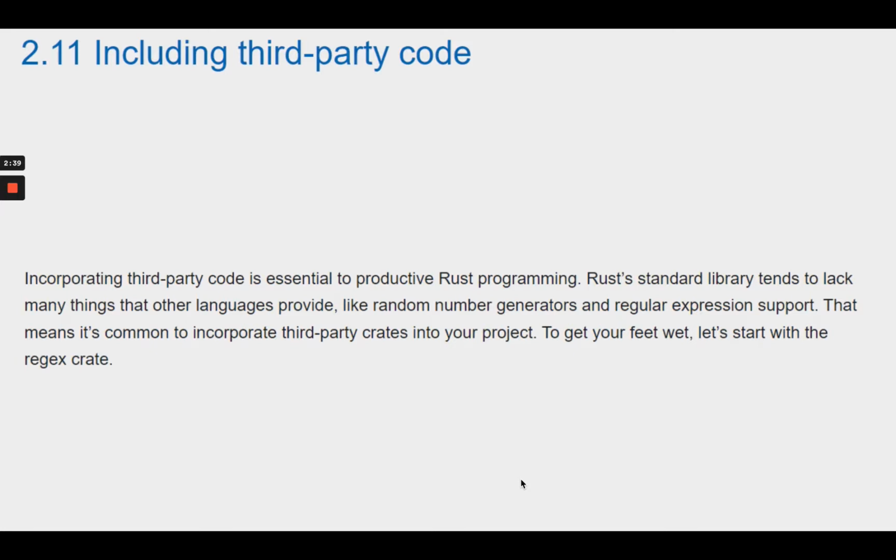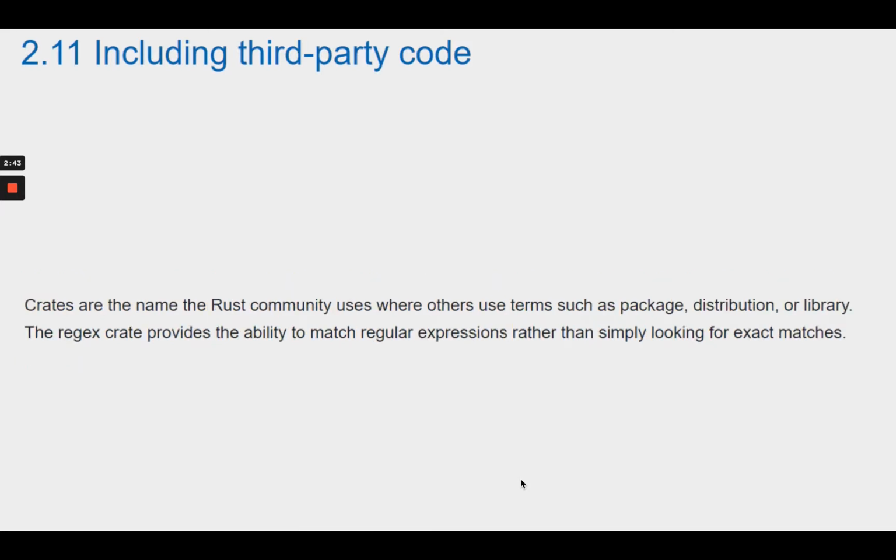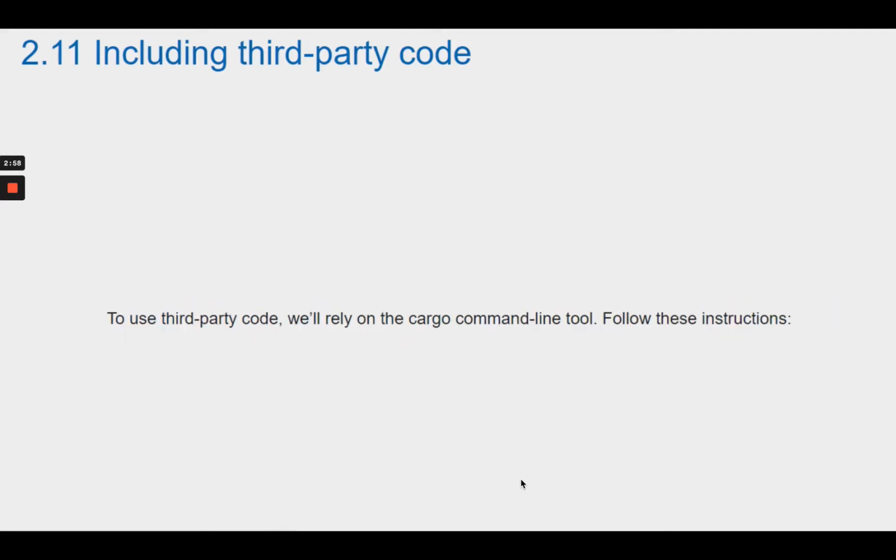To get your feet wet, let's start with the regex crate. Crates are the name the Rust community uses where others use terms such as package, distribution, or library. The regex crate provides the ability to match regular expressions rather than simply looking for exact matches. To use third-party code, we'll rely on the cargo command line tool.